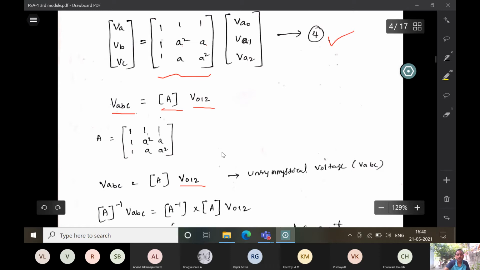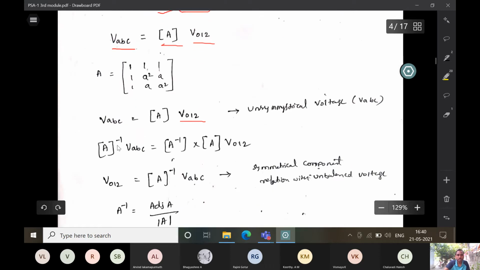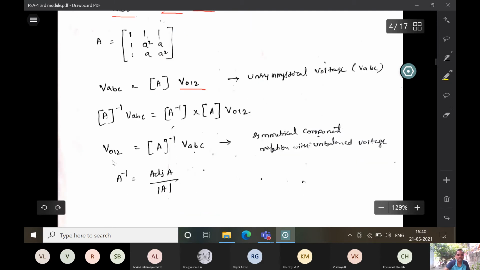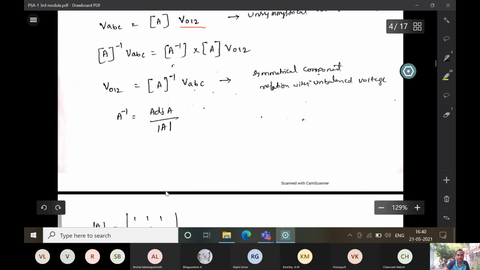For that, what we have to do? Take the A matrix inverse of VABC. VABC is equal to A into V naught 1 2. That is, V naught 1 2 is given by A inverse of VABC. This is the symmetrical components relation with unbalanced voltage. A inverse is given by adjoint of A by magnitude of A.